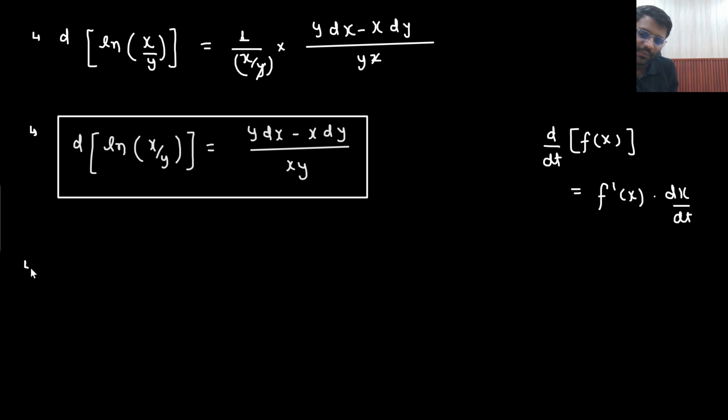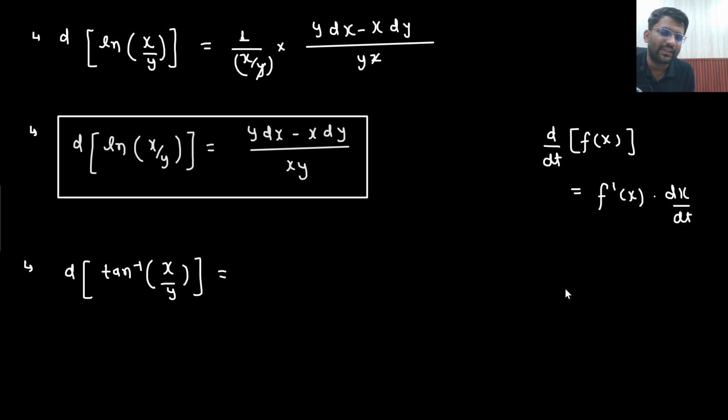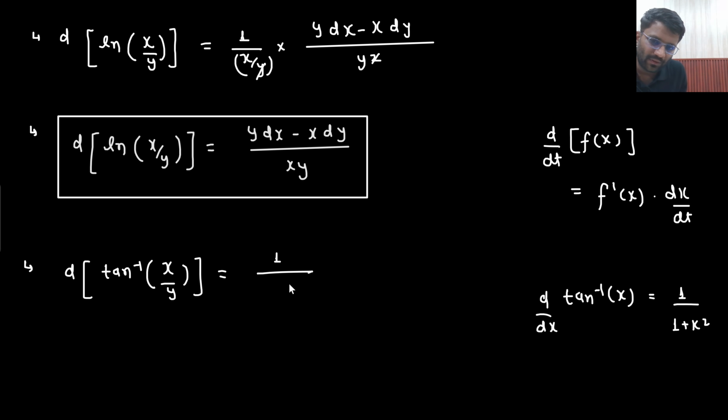Similarly, if I ask you, what will be your d of tan inverse x by y? What will be your answer? First I will differentiate this function. What is the differentiation of tan inverse x? That is nothing but 1 upon 1 plus x square. So the answer will be 1 upon 1 plus x square by y square.